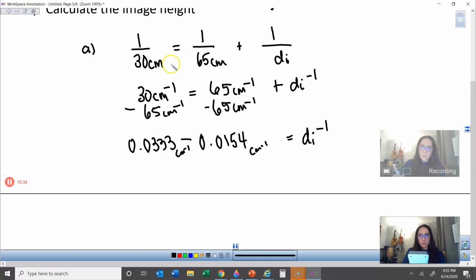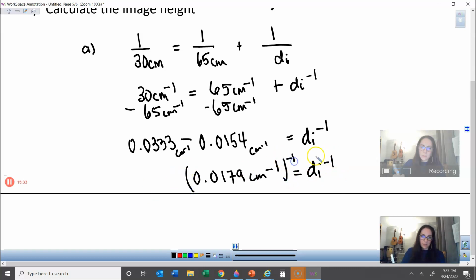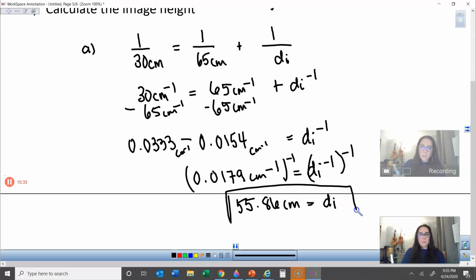0.0333 minus 0.01538. So this becomes 0.0179 centimeters inverse is equal to di inverse. So notice I have to inverse everything again to get rid of the inverse over here. So I'm just going to take the inverse of that number. I get 55.86 centimeters is equal to di. Just like that. Now this is very informative. The answer is positive, which means this is a real image.